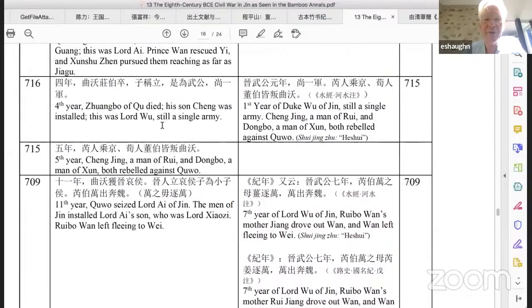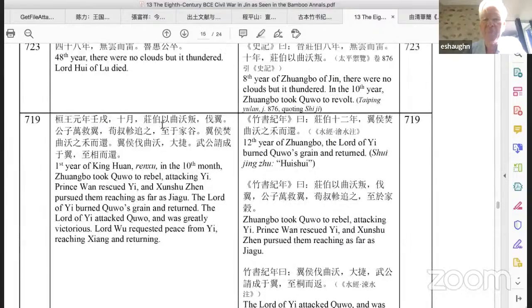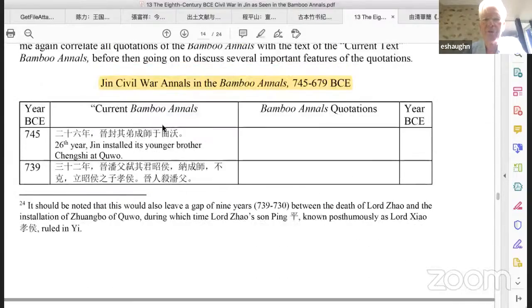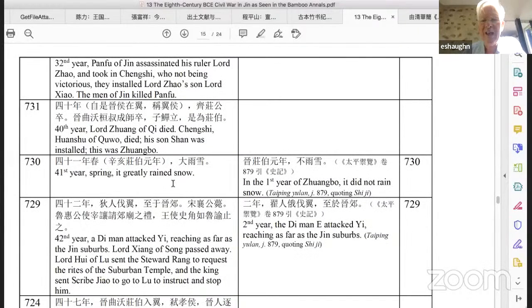Now, the other thing, we don't have time today to look at each and every one of these entries, but if we just scroll through from the very first quotation, so Jin Zhuangbo Yuan Nian, Wu Yu Xue, we find that Zhuangbo's Yuan Nian was 730 BC. And 730 BC also corresponds to the 41st year of Zhou Pingwang. And in that year, we find that the Jinbenzhu Jinian has a similar record. Da Yu Xue.